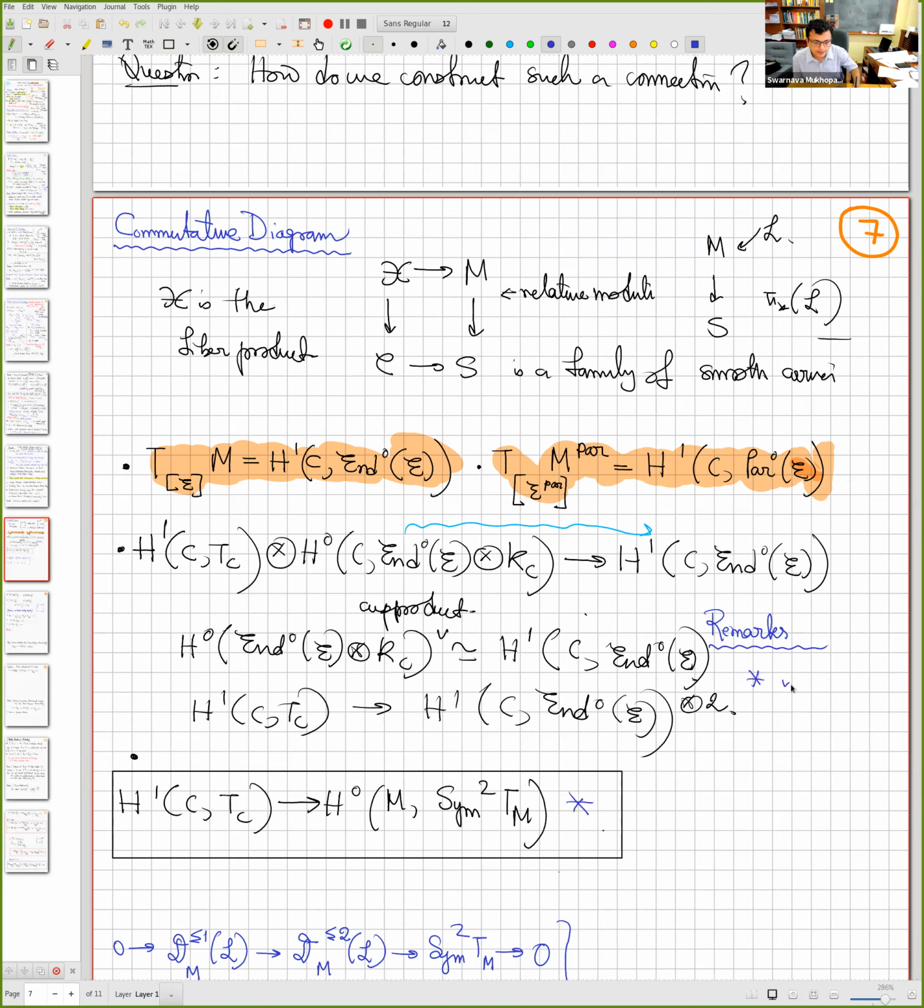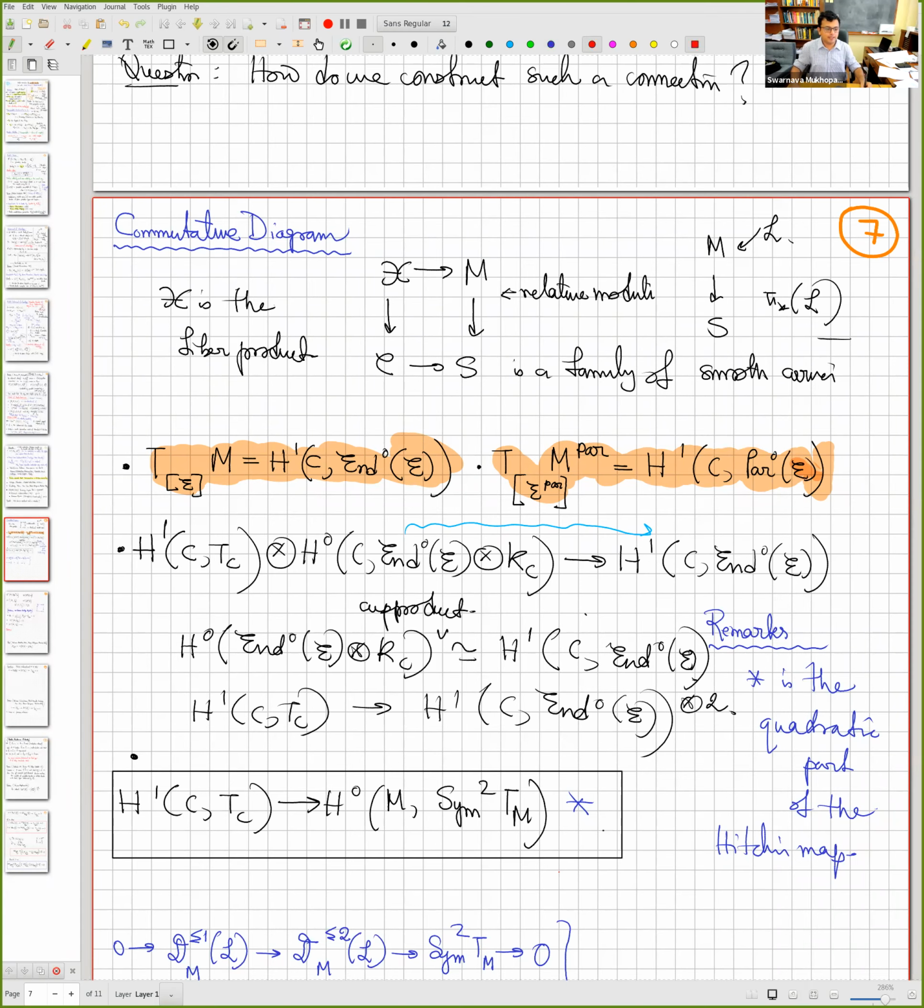So star is the quadratic part of the Hitchin map. Okay, so you can ask what is the obvious modification in the parabolic case.